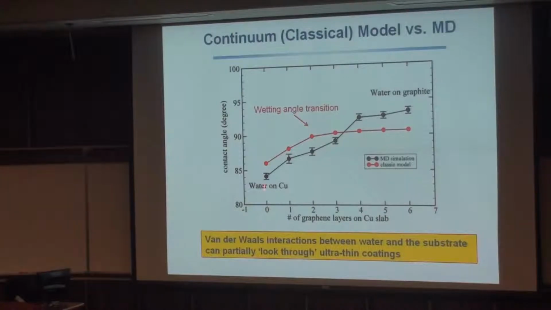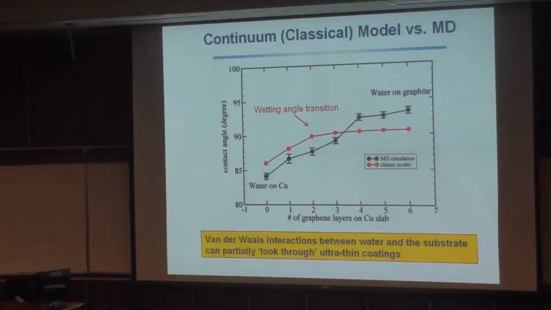So this is again the water on copper. This is water on graphite. This is what I get from the MD simulation, and this is what I get from this very simple classical model. It shows again the same kind of wetting angle transition from the copper value to the graphite value. And here, after about 4 layers, I don't see any effect. Here also, after 4 layers, I really don't see any effect. In the experiments, it took about 6 layers, after which I did not see any change in the contact angle.